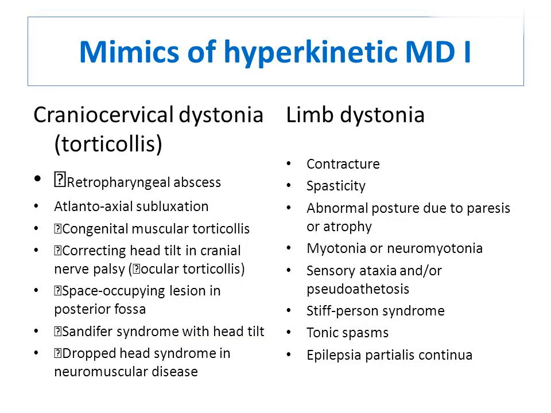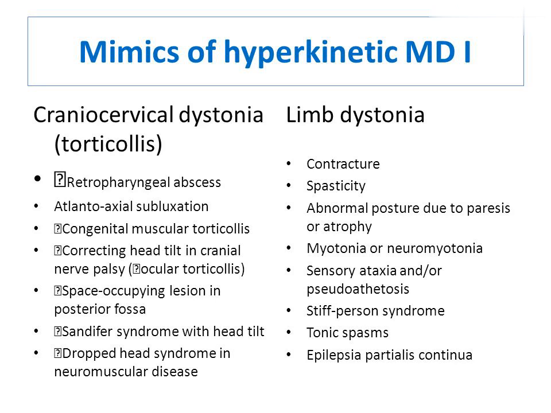Mimics of hyperkinetic movement disorders. Craniocervical dystonia, torticollis. Retropharyngeal abscess. Atlantoaxial subluxation. Congenital muscular torticollis. Correcting head tilt in cranial nerve palsy, ocular torticollis. Space-occupying lesion in the posterior fossa. Sandifer syndrome with head tilt. Dropped head syndrome in neuromuscular disease.